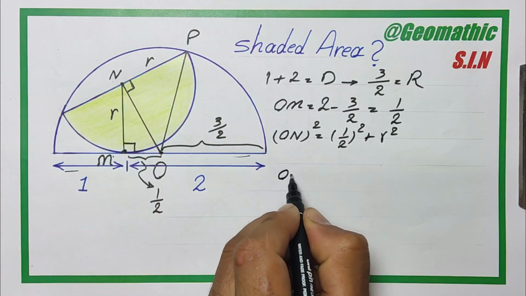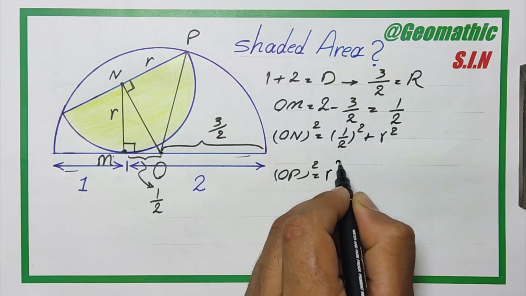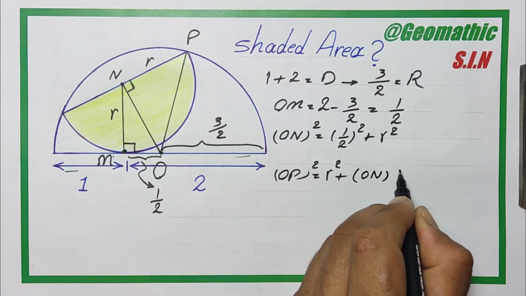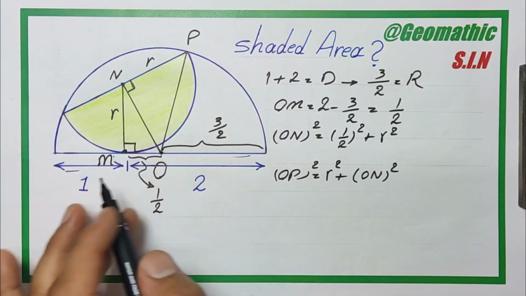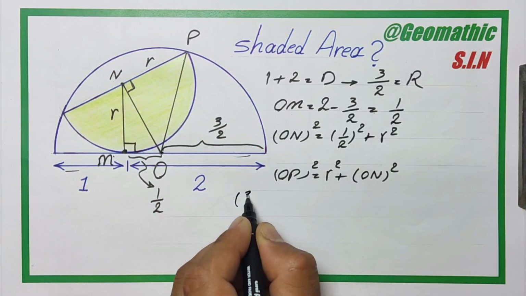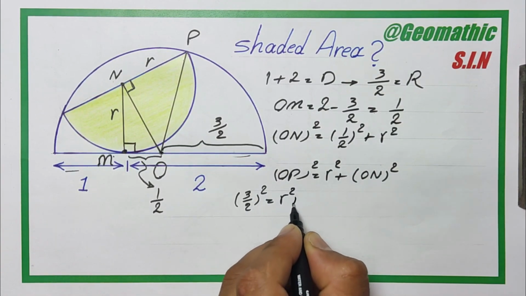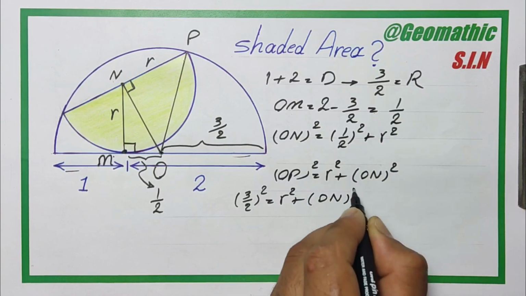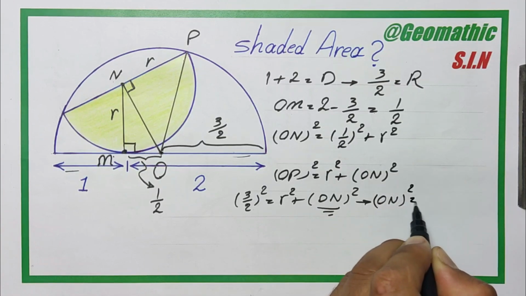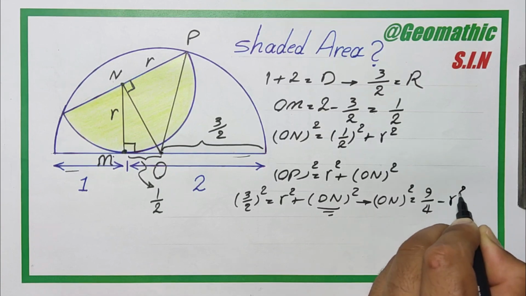OP squared equals r squared plus ON squared. As I said, OP is the radius of the larger semicircle, which is equal to 3 over 2. So 3 over 2 squared equals r squared plus ON squared. So ON squared equals 9 over 4 minus r squared.